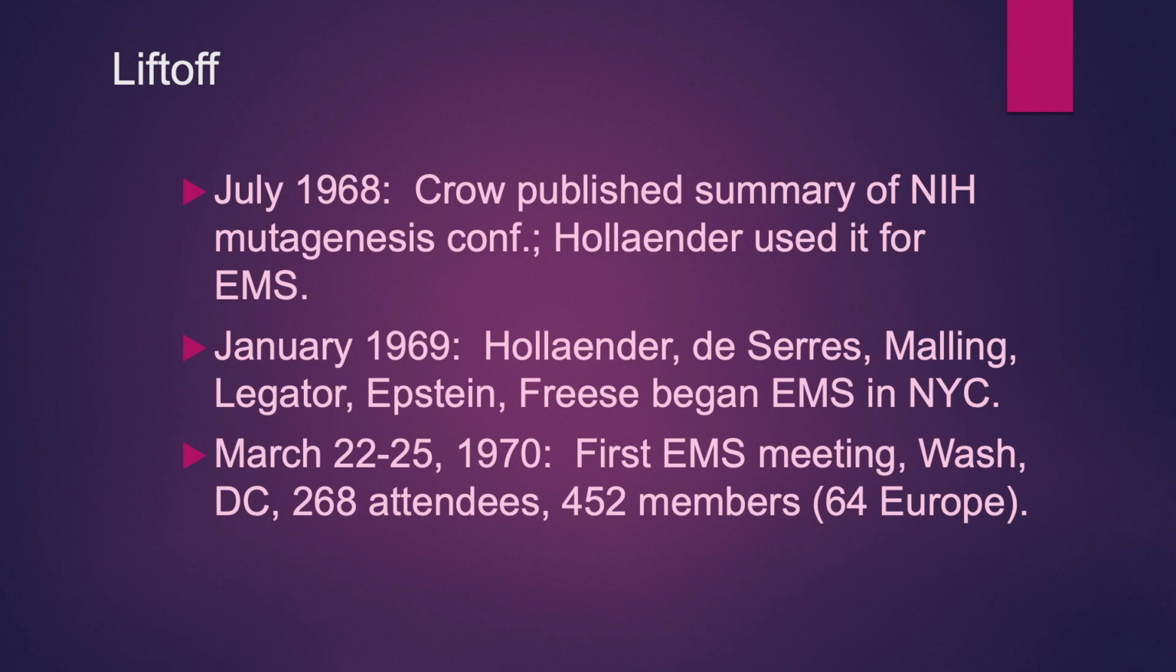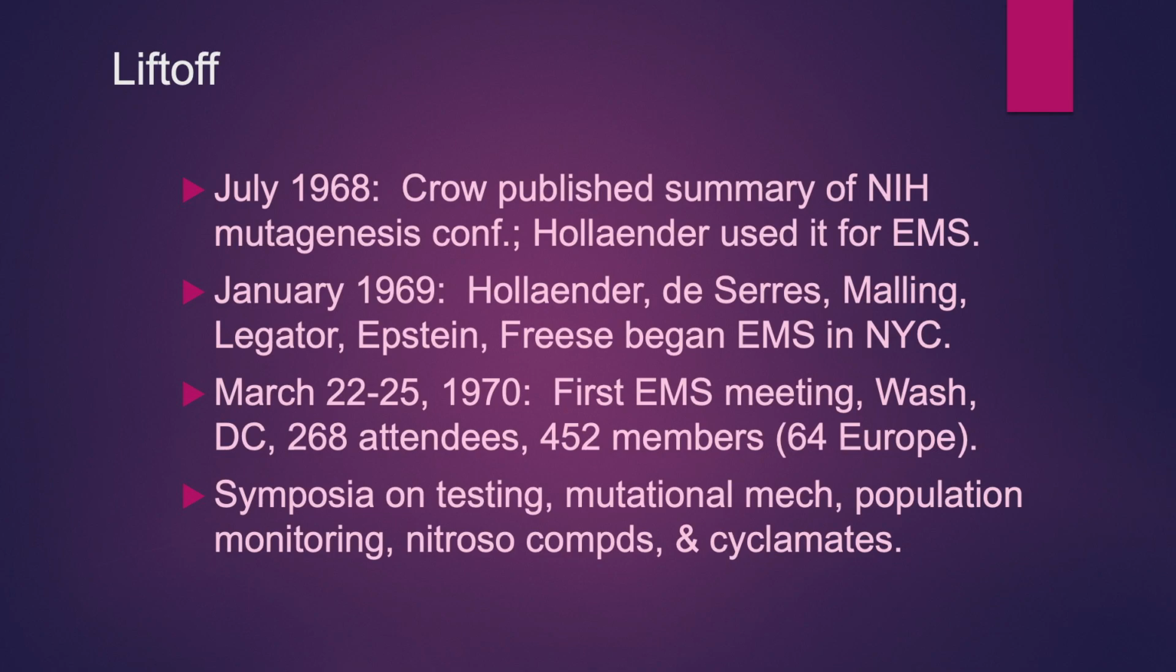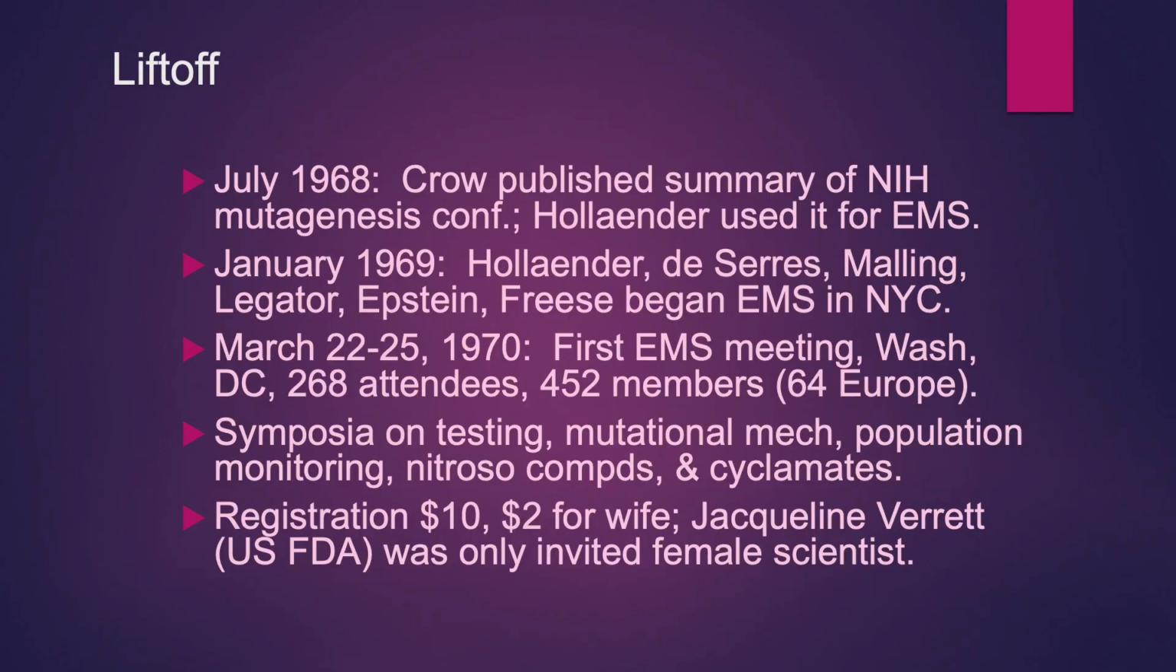There were 268 attendees. There were already over 450 members of the society. The topics at that meeting were very similar to the topics at this meeting 50 years later. There were symposia on mutagenicity testing, on mutational mechanisms, and on population monitoring. And of course, there were symposia on the mutagens du jour. At that time, it was nitroso compounds and cyclamates. I would note that registration was only $10 and only $2 for the wife, and that's what it says in the program. It does not say spouse or companion, because after all, scientists were assumed to be men.